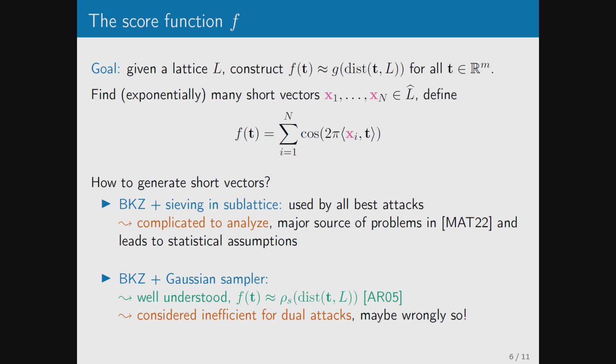So this is nice. It works, except for a slight problem, which is that it's super inefficient if you do it the naive way, which is probably why no one is using Gaussian samplers to solve dual attacks. I'm not entirely sure about that. So hopefully I can convince you that this is not the case.